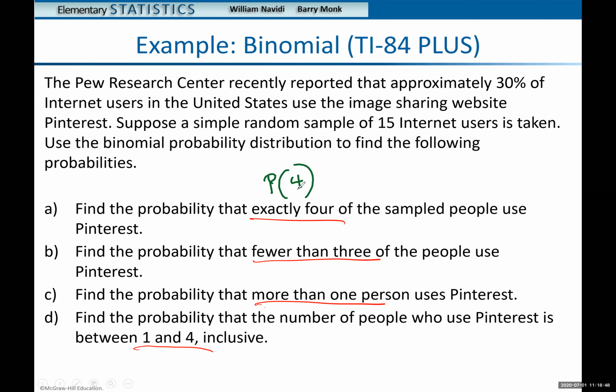Meaning equal to 4, right? P of 4. Fewer than 3 is less than 3. More than 1 person, so we need to solve greater than 1. And between 1 and 4 inclusive, so 1, 2, 3, and 4.